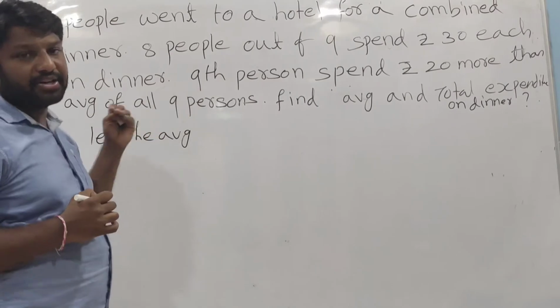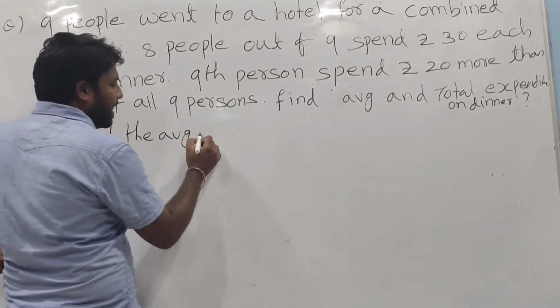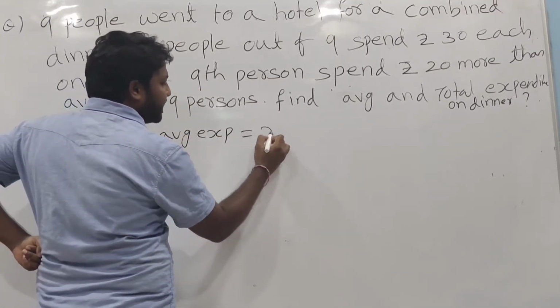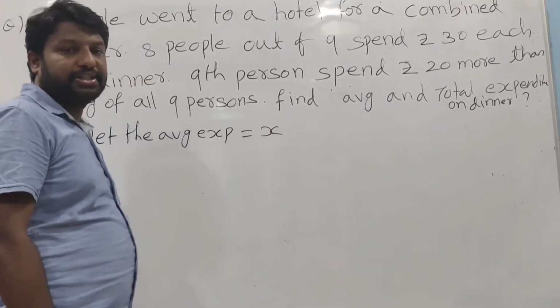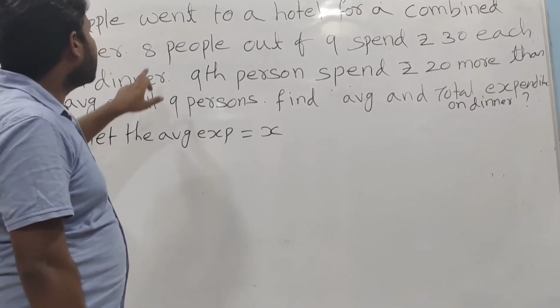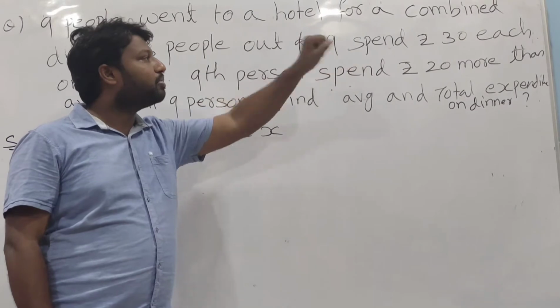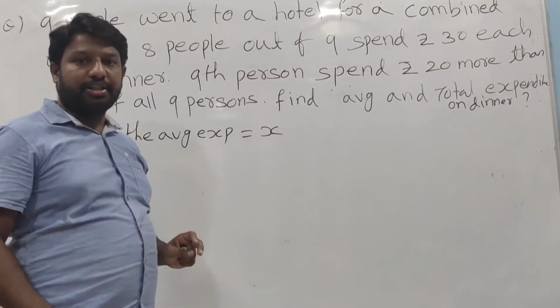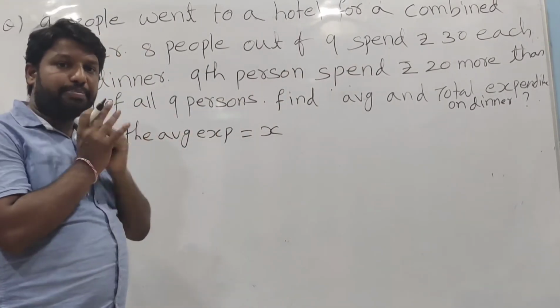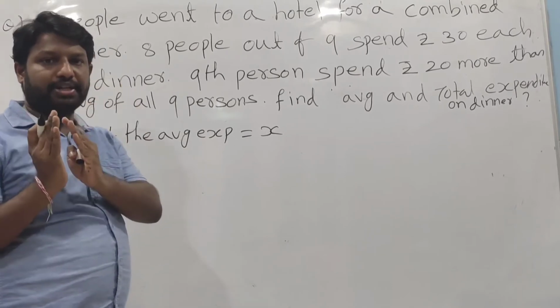Let the average expenditure be X. I am taking the average expenditure as X. Now what have they given? 8 people out of 9 spent rupees 30 each on dinner. That means out of 9 people, 8 people, how much did they spend? Each person spent 30 rupees.